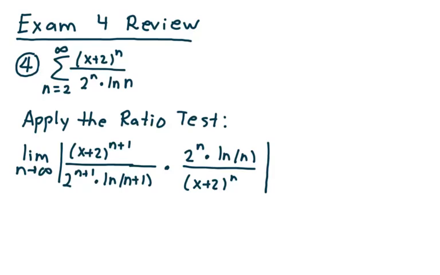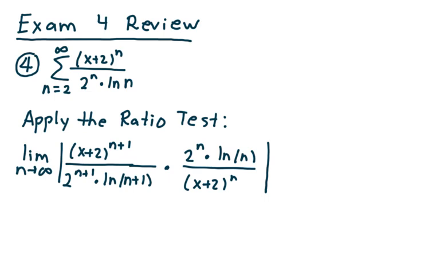This is a video from the Exam 4 review. Let's take a look at problem 4. Suppose we have the summation from n equals 2 to infinity of (x + 2)^n divided by 2^n times natural log of n. We want to look for the interval and radius of convergence. So to do that, we're going to apply the ratio test.